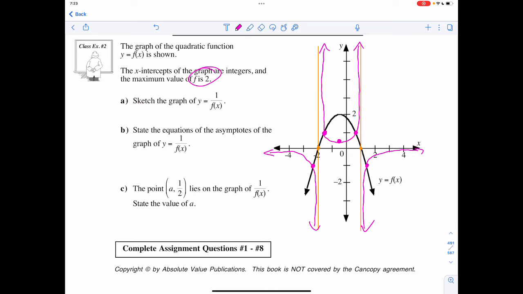There's my 3 regions. What are the equations for the asymptotes? One is going to be when x is equal to -2, and the other one is going to be when x is equal to +1. The point A and 1/2 lies on the graph of 1 over f of x. What is the value of A? A occurred here at -1/2.